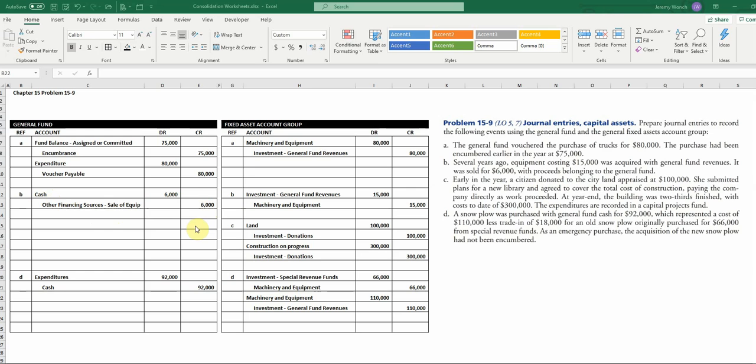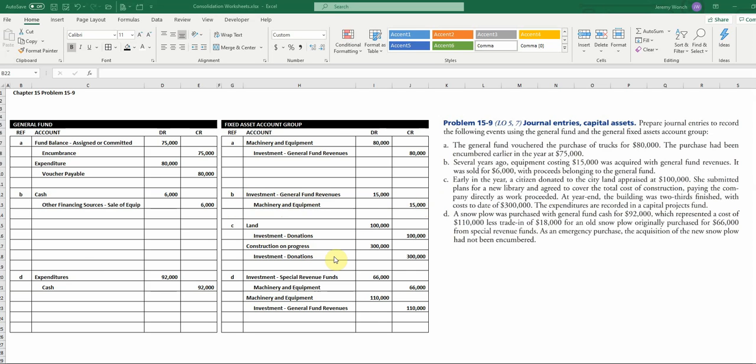Now we have to take that asset out of our fixed asset account, so we just reverse what we would have done when we purchased it. We credit machinery and equipment for $15,000, and then we debit the source of where we got that money, which was the general fund originally, for $15,000.